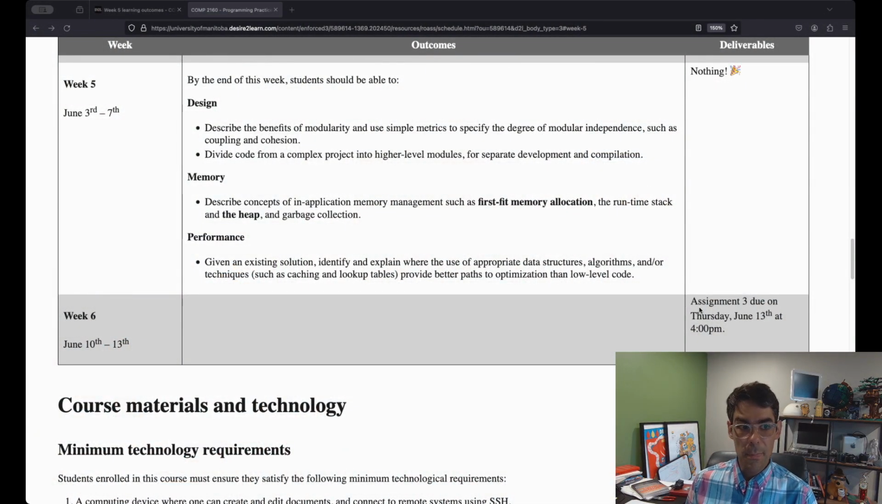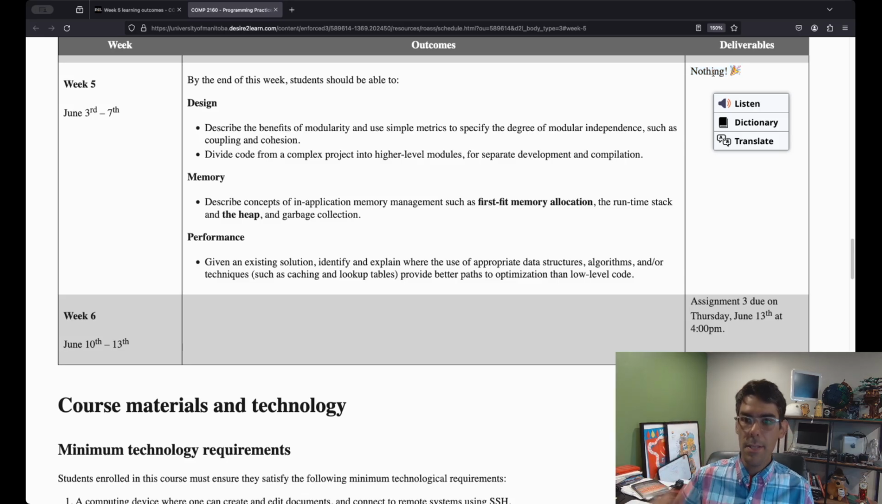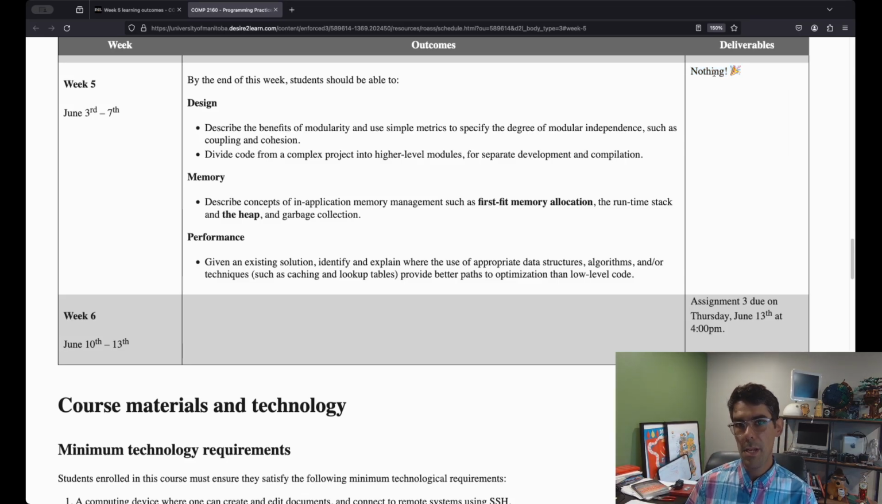Here are the learning outcomes from this week. The main things to notice here are that, one, we have nothing due this week. Hooray! Yes, that's great. There's no tests. The final assignment is due at the end of next week, as noted here on the course syllabus. Although, of course, you should check out the assignment document to see what the due date is and look very closely at that due date.